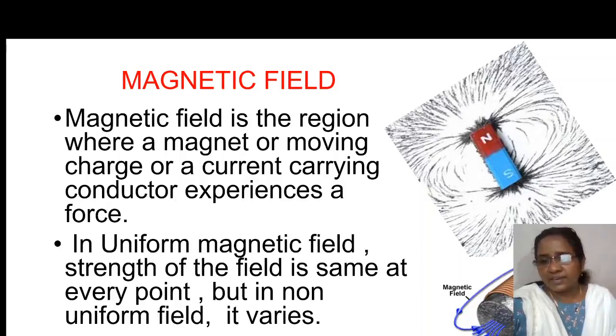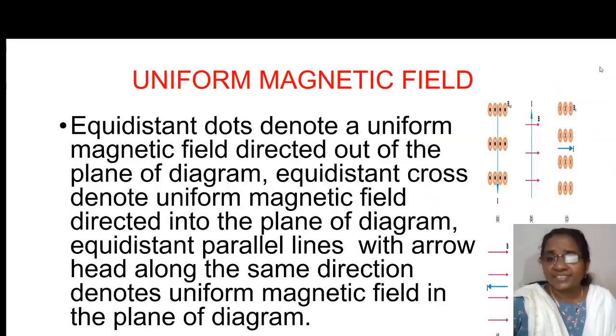And here also you can see the magnetic field associated with the current carrying coil. And here you can see magnetic field lines. Their distances are different everywhere, so it is non-uniform. So magnetic fields are of two types: uniform and non-uniform. First of all, we will deal with the uniform magnetic field.